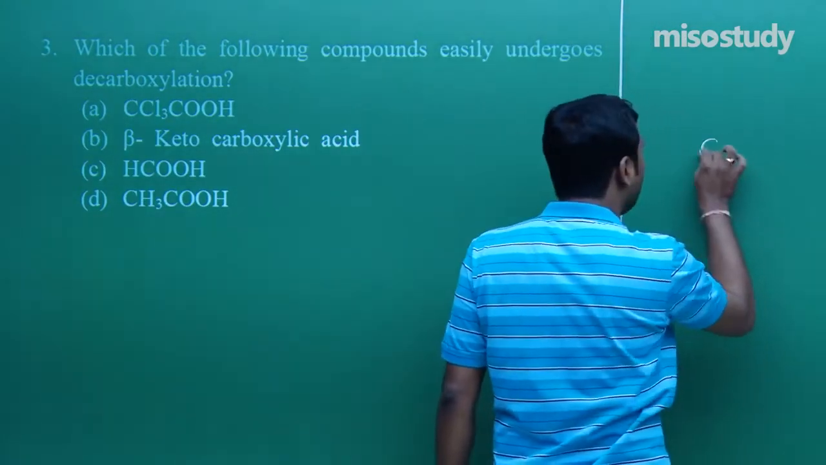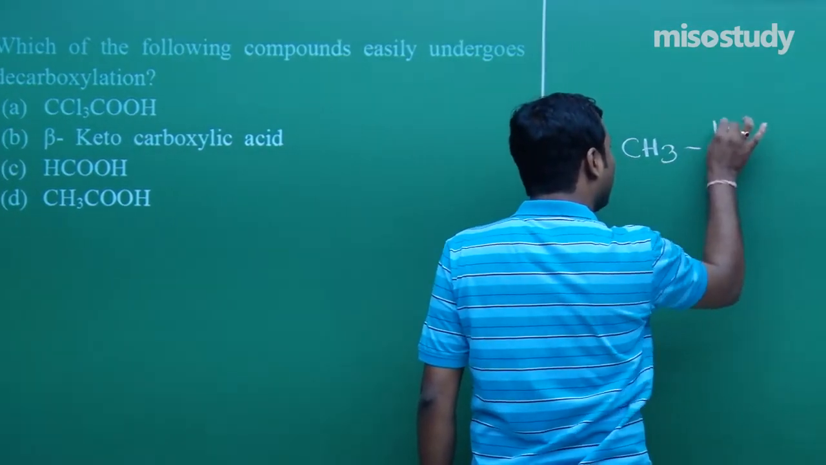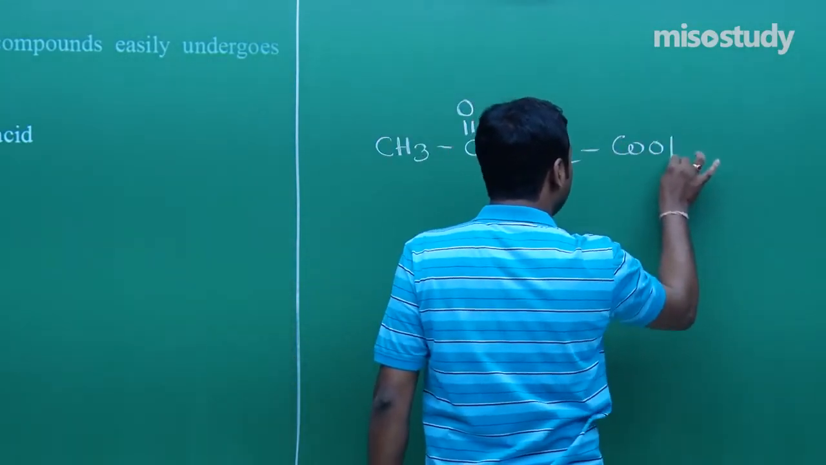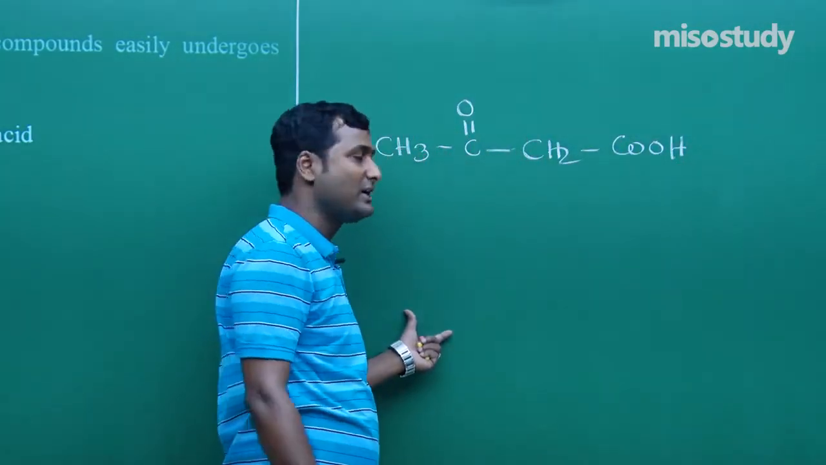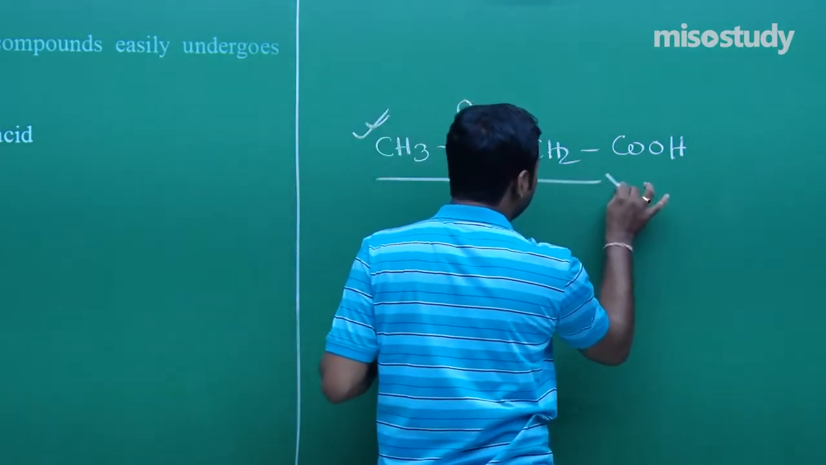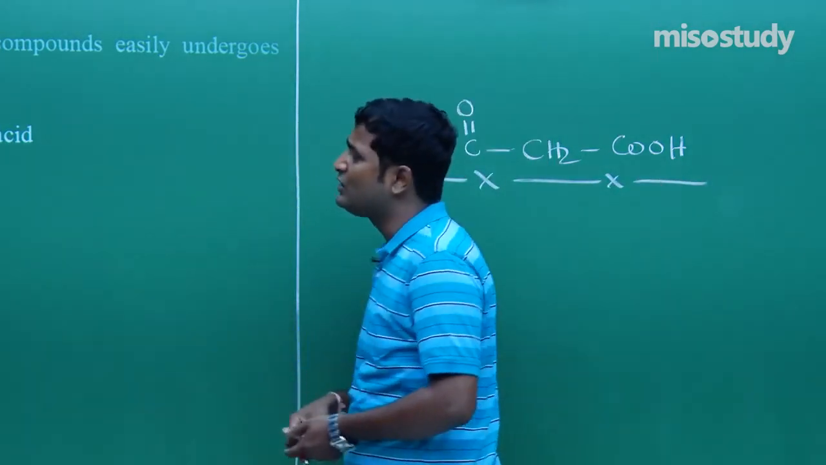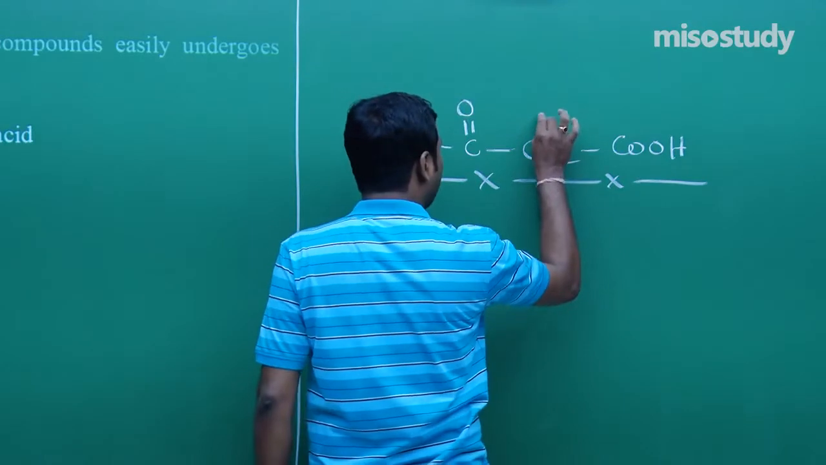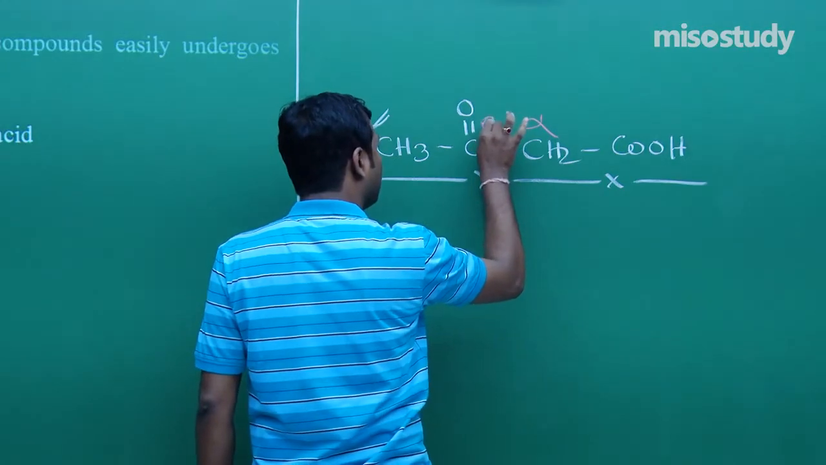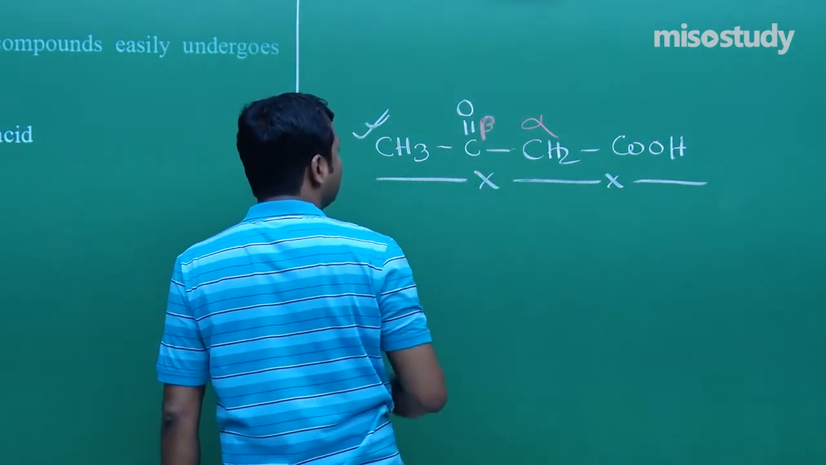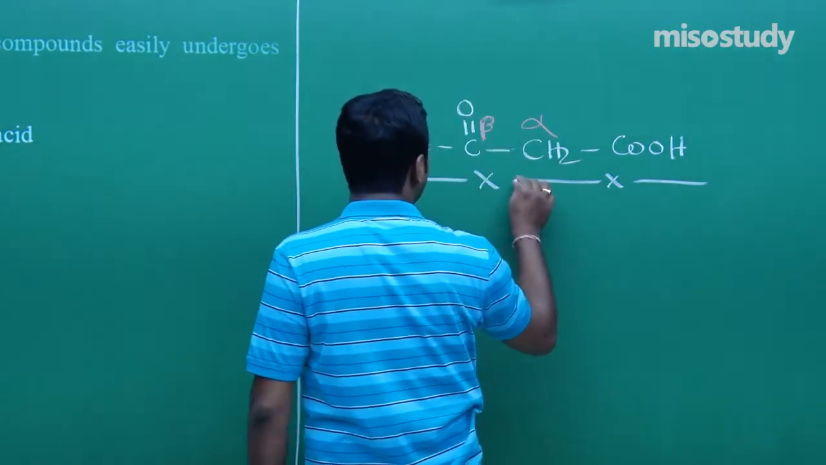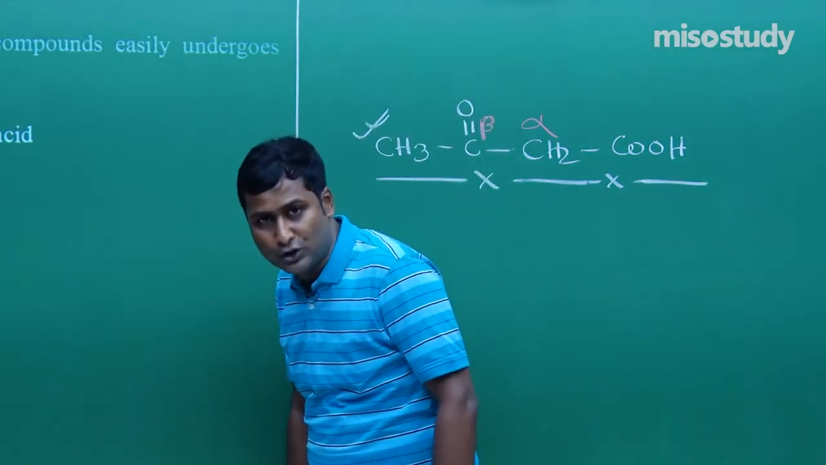If I talk about beta keto carboxylic acid, in this case decarboxylation takes place very easily. So the answer is very simple, beta keto carboxylic acid. This one is the alpha carbon and this one is the beta carbon. Clear? That is the decarboxylation. Due to the presence of the keto group, the decarboxylation reaction is favored the most.